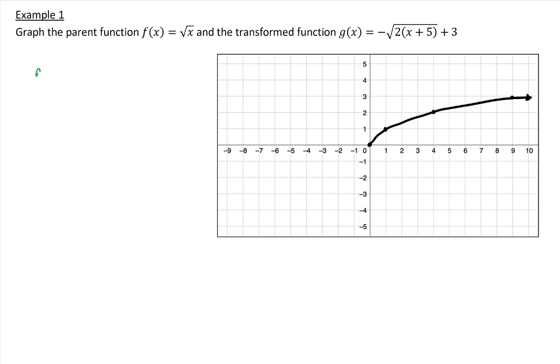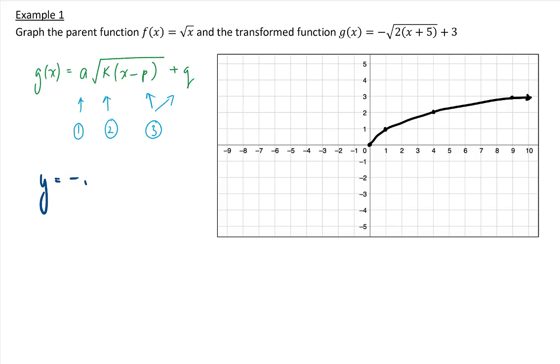So what we have here is g of x, which, remember, our a value stays outside of the function. Our k value is inside of the function, as well as the p value, and the q value stays outside. So what I like to do is work from left to right. We're going to start with the a value, then deal with the k value, and then deal with the p and q values. Starting with the a value, we see the a value is equal to negative 1. So our first graph is going to be y equals the negative of the root of x.